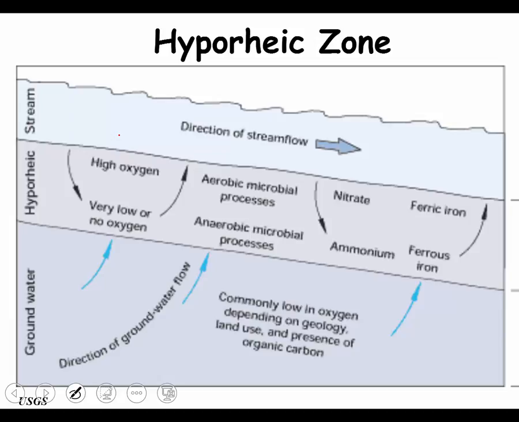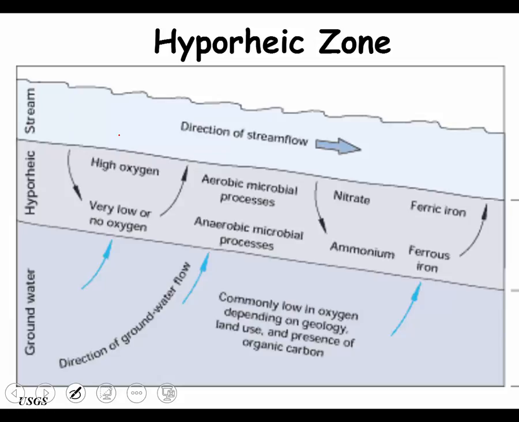Okay. Now, essentially, initially we're looking at high oxygen coming from the surface water and low oxygen from the groundwater. Groundwater is largely oxygen depleted compared to surface water, which is oxygenated. In turn, we have aerobic microbial processes going on in the upper part and anaerobic in the lower part. So we've got oxidation reduction.